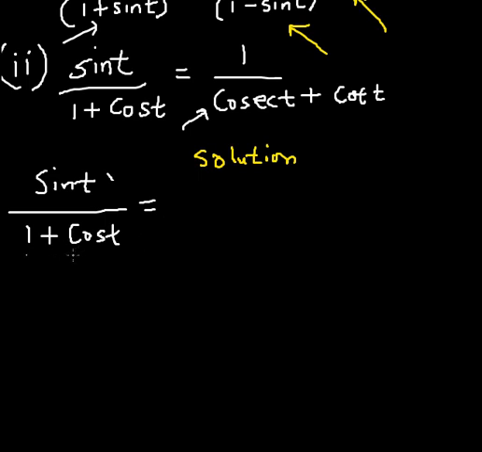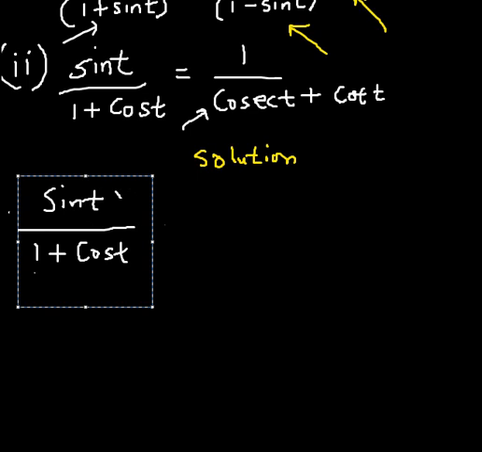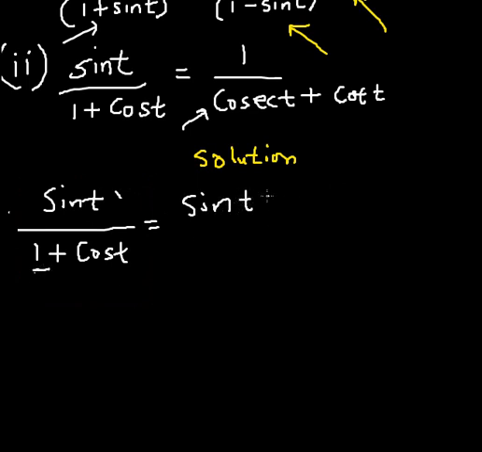What I would do to this particular fraction is that I'm going to multiply the numerator and the denominator by the conjugate of the denominator. That's what I will do. The conjugate of the denominator is 1 minus cos t. So I'm going to multiply sine t by the conjugate of this, which of course is 1 minus cos t.